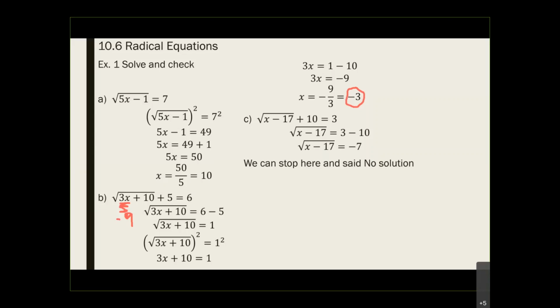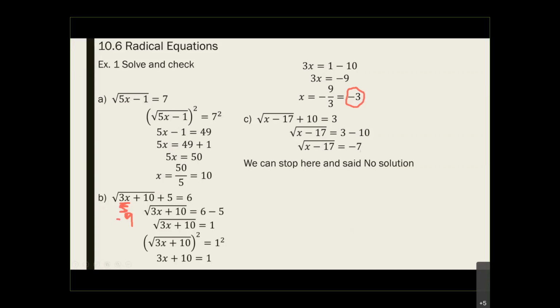Why is there no solution? Because the question asks you this: pick me a number for x. Whatever you pick, I don't care. You can pick a positive number like here or a negative number like here. Pick me a number for x, I plug it in, I subtract 17, and then I take the square root of that result, and it gives me a -7.